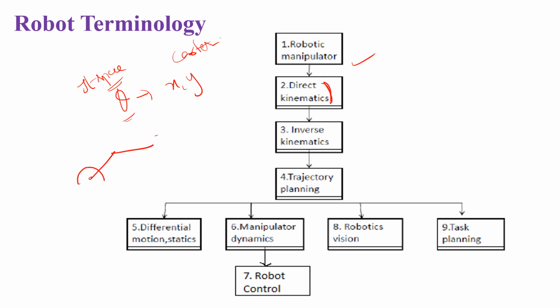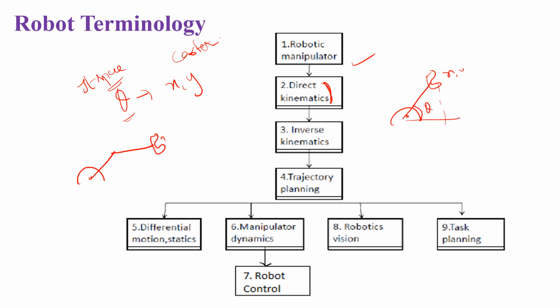Okay, so now I want to know the position. Let us take a single joint. This is a single joint. Here we have this gripper. So we have to find out this angle. So how do we do that?